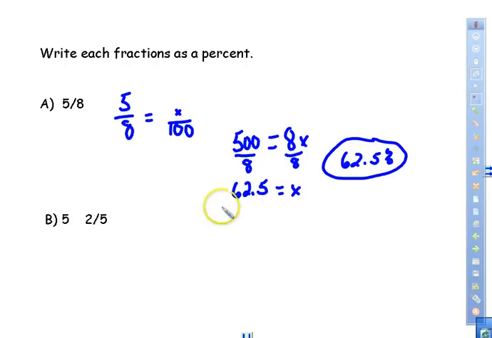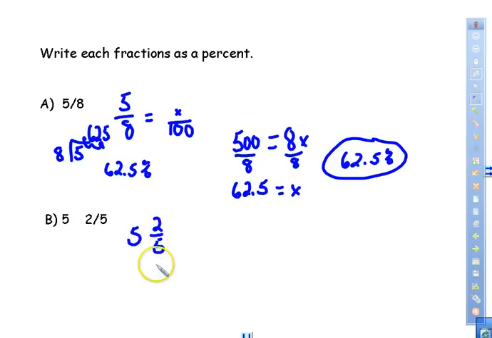So now, there is another way of solving this as well, and you could simply say, well, 5/8, I'm going to divide that, 5 divided by 8, and you would see that you get 0.625. That's the decimal value. And then you could simply move the decimal over 2 places to the right to get your 62.5 and put a percent sign on it. That is another possible way of solving. Now let's look at our next one, where we have 5 2/5.